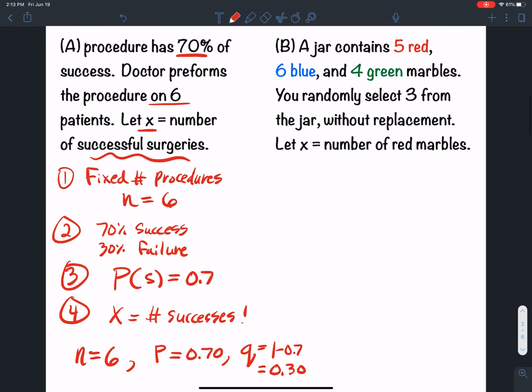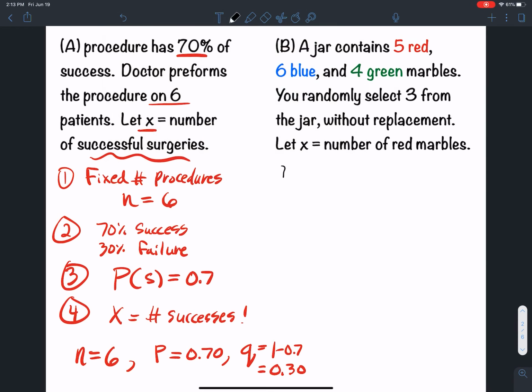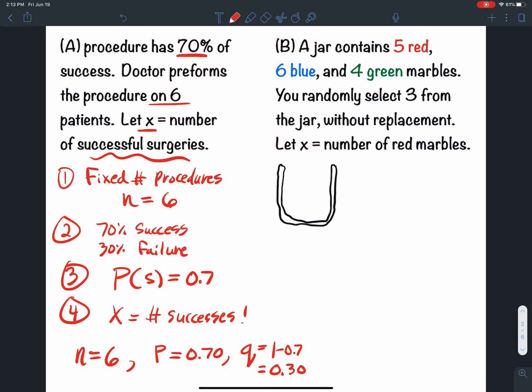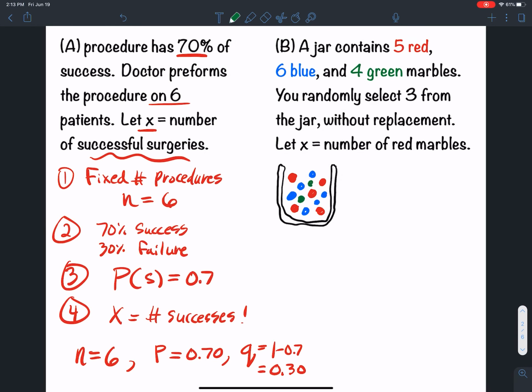With the next one, we have a jar. So in our little jar here, it's like a cross section of the jar. I've got 5 red marbles, 1, 2, 3, 4, 5. 6 blue marbles, 1, 2, 3, 4, 5, 6. And 4 green marbles, 1, 2, 3, 4.